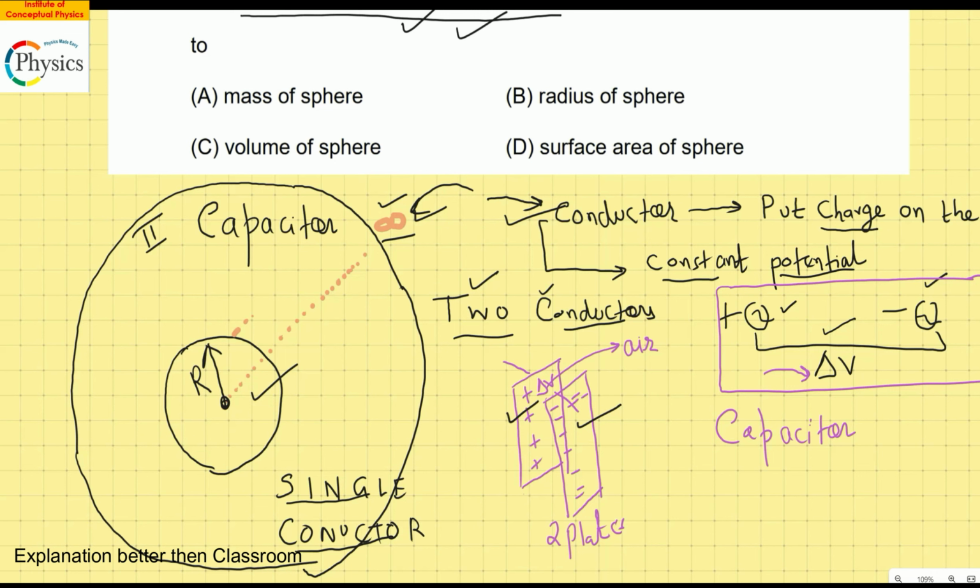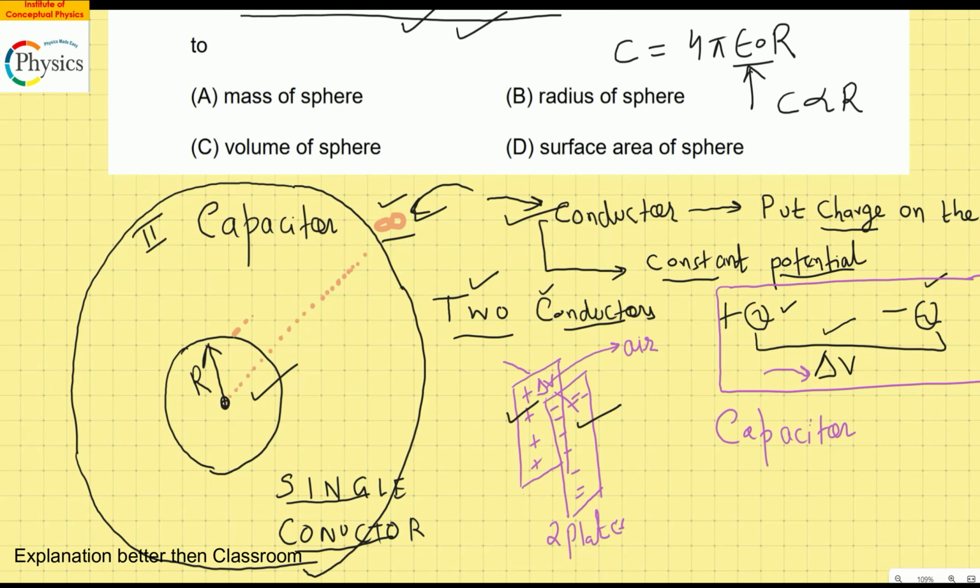And I hope you know the formula. The capacitance is 4 pi epsilon naught R in air. Epsilon naught is the permittivity of the air. This is something you must understand. Anyway, you can see the capacitance of a spherical conductor is proportional to the radius.